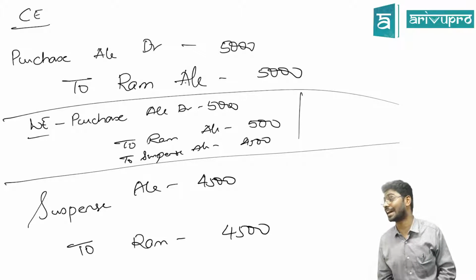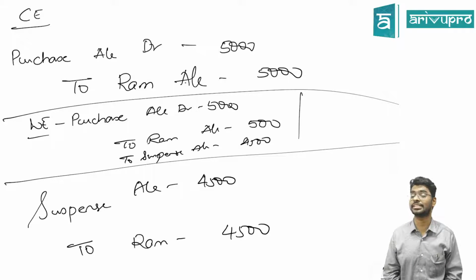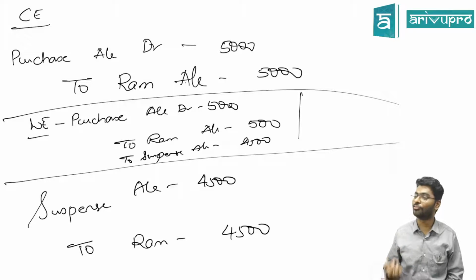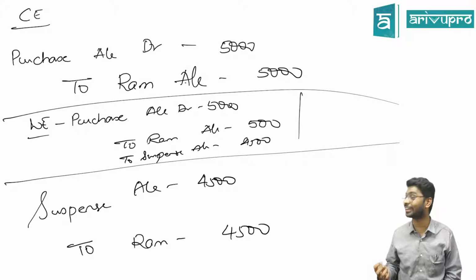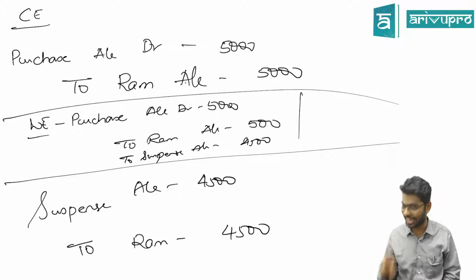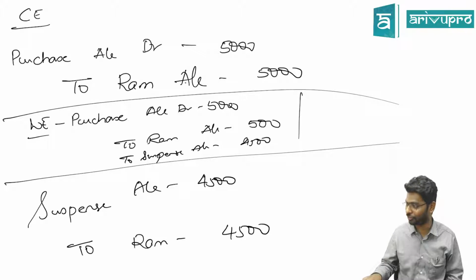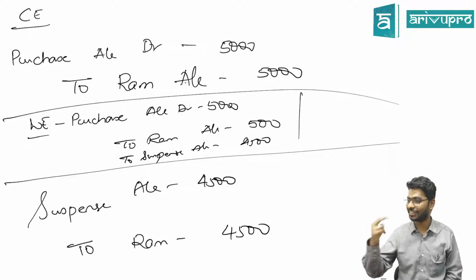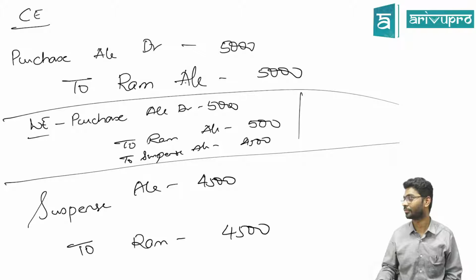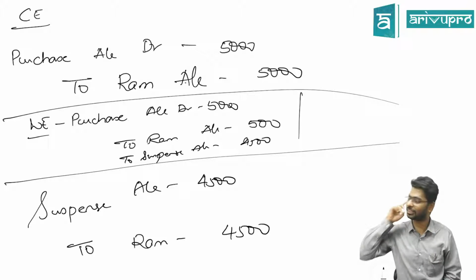Mistakes done in the exam hall: people get excited about writing the answer, but fail to write the narration. Format is important, whether it is a rectification or a journal entry. Format is important, not just the right entry. Your rectification should also carry the same format: date, particulars, ledger folio, amount, and narration below. But if you do the statement form, it will not be required.